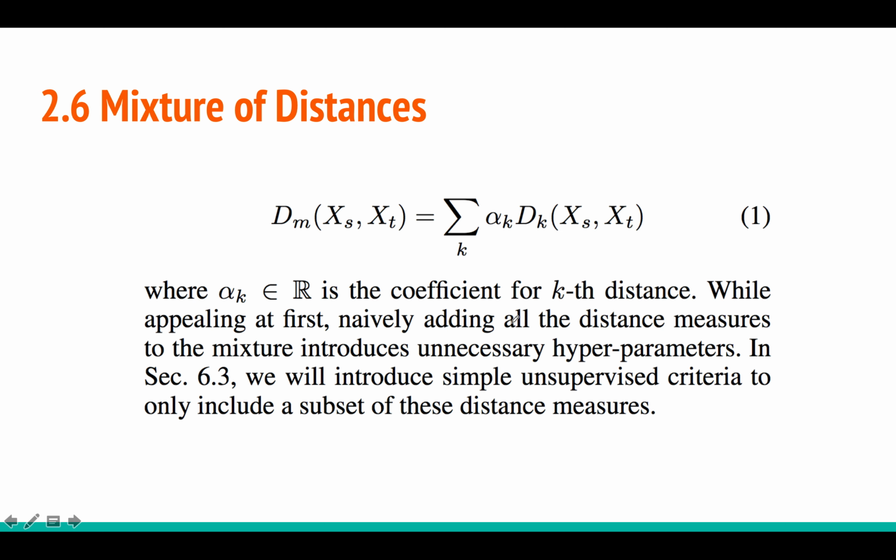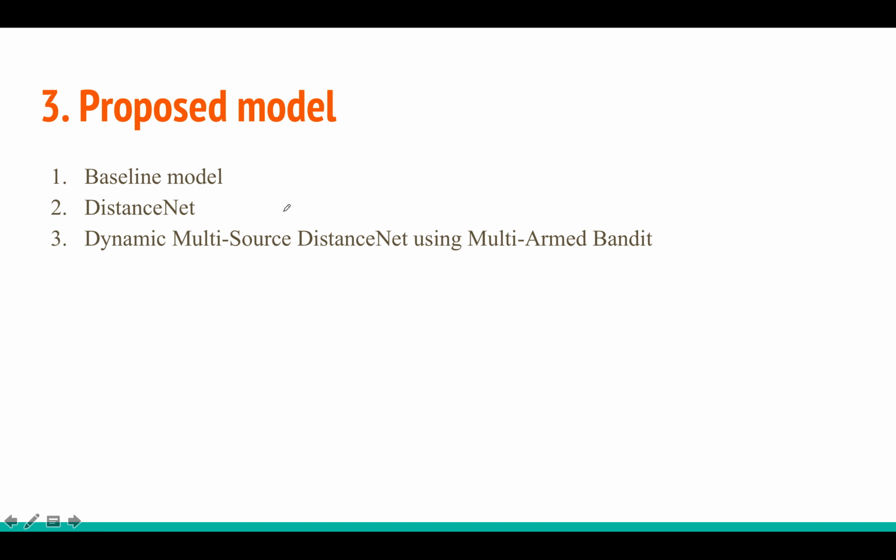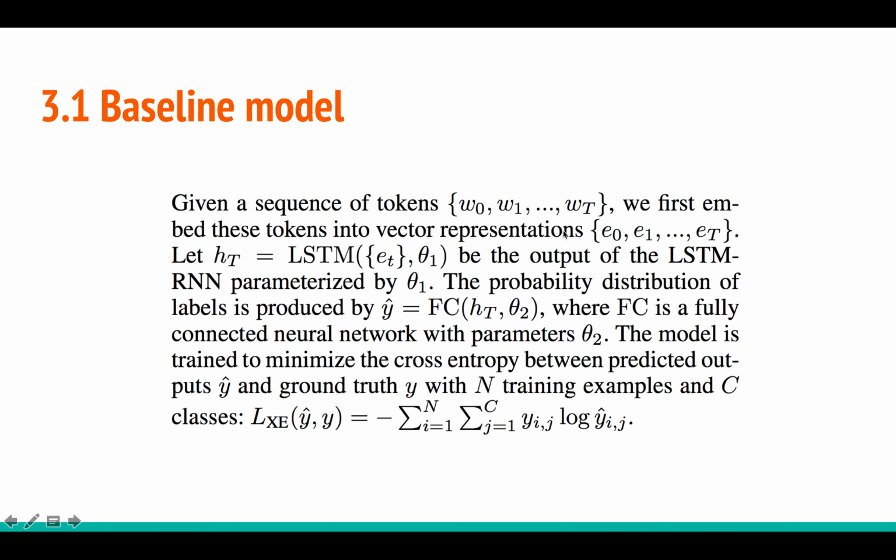And then coming to the final one, the mixture of distances. Instead of using a single distance, you combine all the distances we discussed, all 5 distances, with some weighting parameter alpha k, and you make that the mixture of distances. This is the function we are going to use to train our model, and we will see how that is done. Then coming to the model architecture, I'll show you the baseline model, then DistanceNet, and at the end the multi-arm bandit setting for training this DistanceNet.